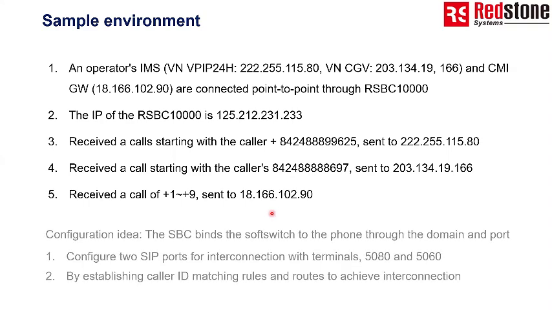So here is the configuration area. We can bind the SBC to the phone through the domain and port. Basically, we can configure two SIP ports. This is for interconnection with the terminal. These are the example ports, 5080 and 5060. Then we can establish caller ID by matching rules and routes to achieve the interconnection.